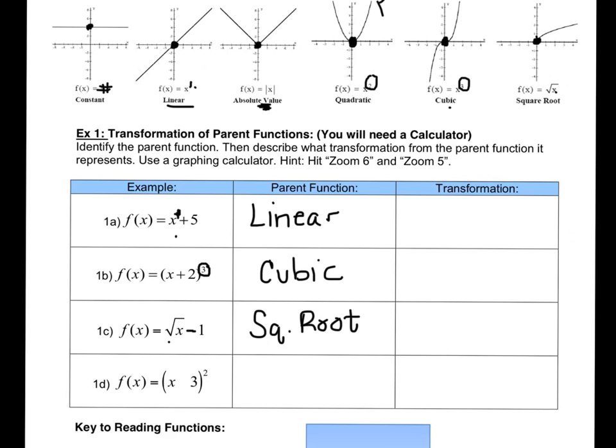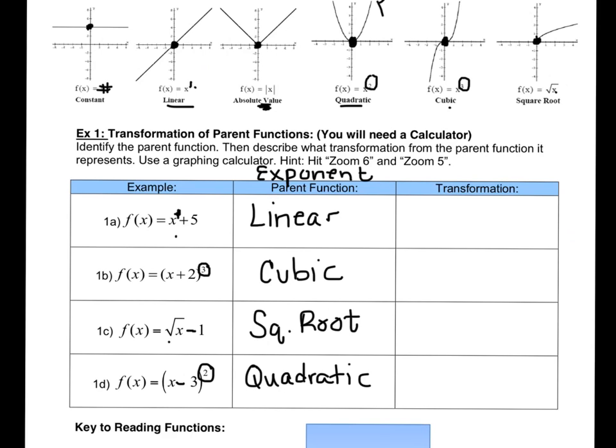And the last one, this is x minus 3. The exponent in this problem is a 2. Exponents of 2 are the quadratic family, so this is quadratic. All right, so what do you do to decide on which parent function it is? You look at the exponent.